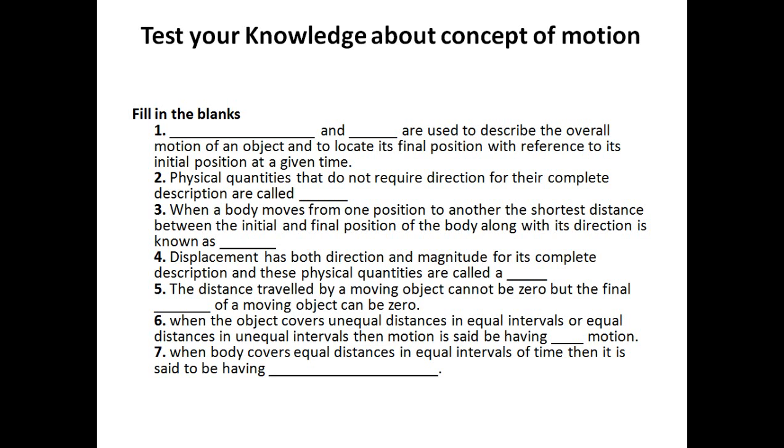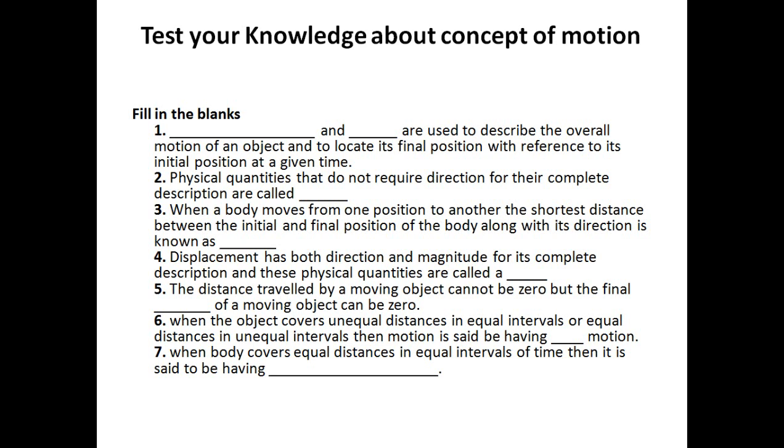Okay, now come to the fifth question. The distance traveled by a moving object cannot be zero, but the final dash of a moving object can be zero. We already discussed this: distance cannot be zero, but displacement might be zero if there is no change in position. So displacement can be zero. So what will be the fifth answer? It will be displacement. Displacement of a moving object can be zero. Yes, we already discussed this point.